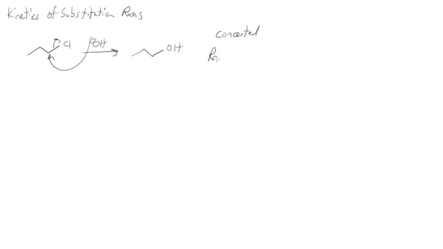So then if I want to write the rate equation for this reaction, the rate equals k, or the rate constant, times any reactants that are involved in the rate determining step. Since there is only one step, that has to be the rate determining step. So it'll be rate equals k times the concentration of the alkyl halide times the concentration of hydroxide, because they're both involved in the rate determining step. The rate determining step of this reaction has two molecules involved in it.